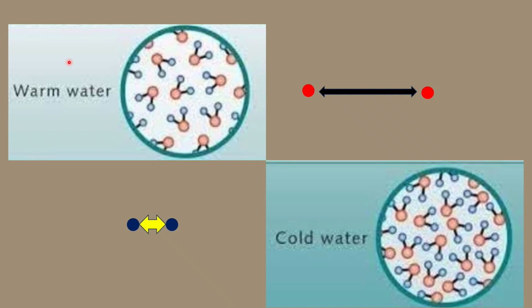Normally, in warm water, you can see the molecules are apart, as we have shown diagrammatically, the separation between molecules. And in cold water, the separation between molecules is much reduced. The molecules get closer to one another when the temperature goes down, but that is till 4 degrees Celsius, not after that. The reason for this is the main topic we are going to discuss in this video.